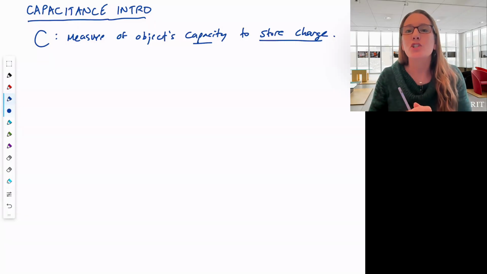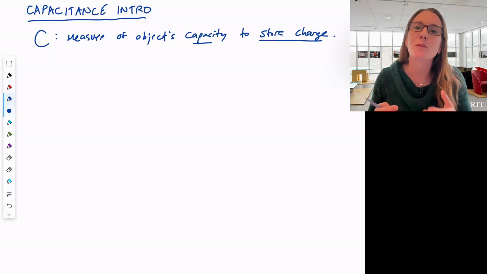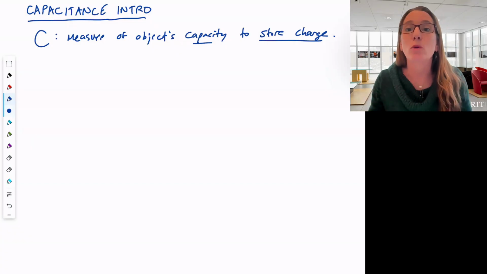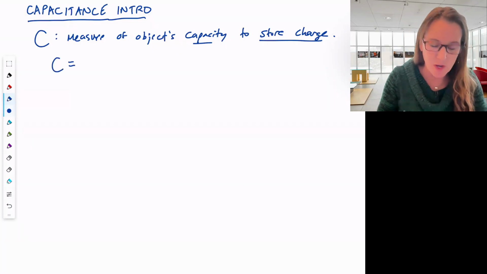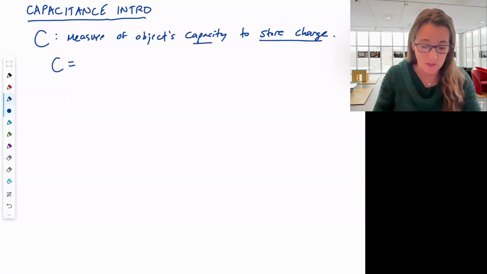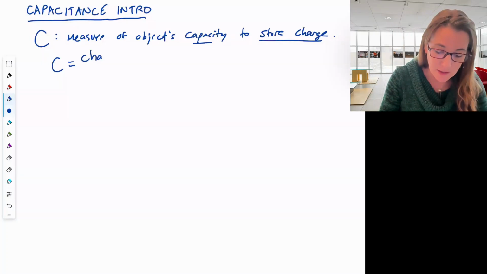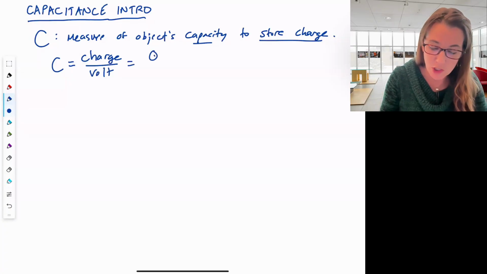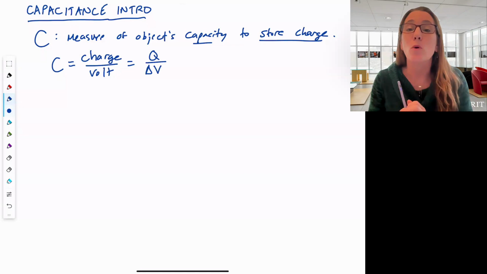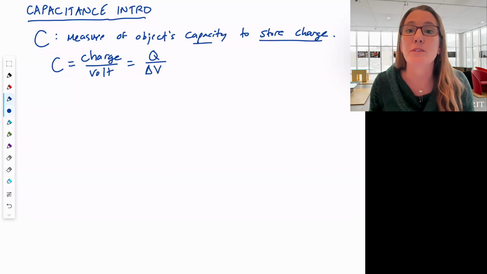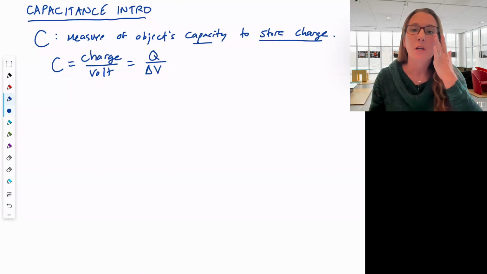But how much charge it can store will depend on the voltage that we apply. So we're going to talk about that phrase for a second. Let me first write down the official definition of capacitance, which is charge per volt: C equals Q over delta V, some voltage difference applied across your object.